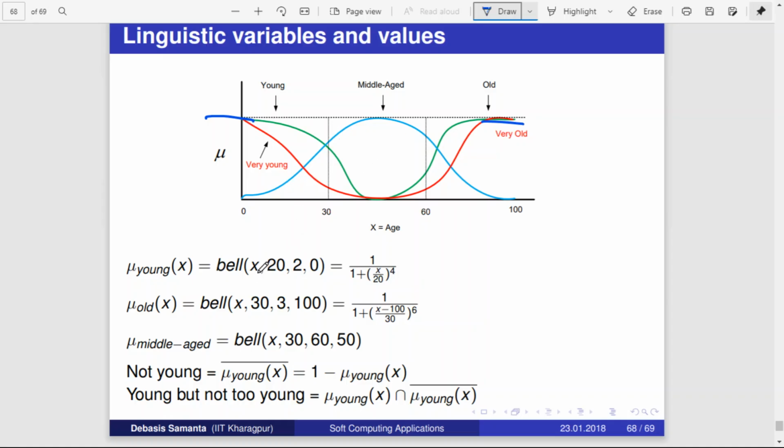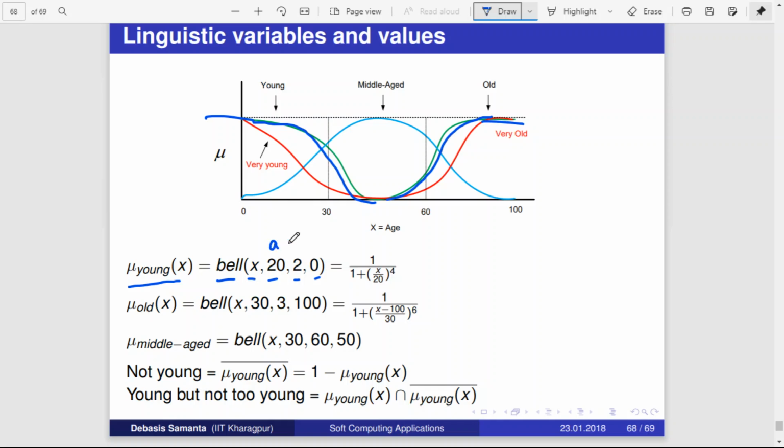Here is an example with some values plugged in. Say, for example, this particular curve represents young, and this curve represents old. The membership function mu of young is given like this: bell of x comma 22 comma 0. If you recall from what we have discussed previously, that is the generalized bell curve, the Cauchy curve.